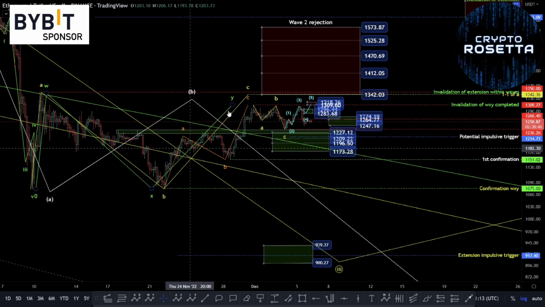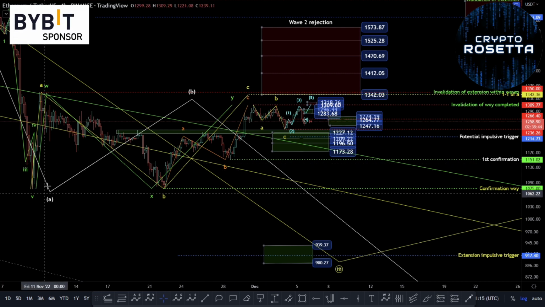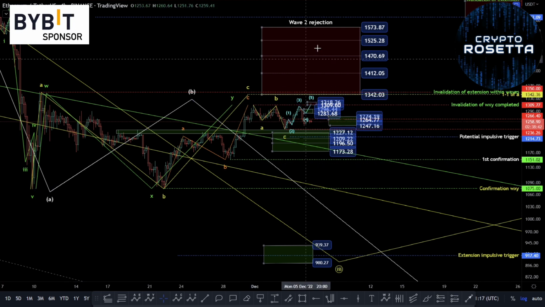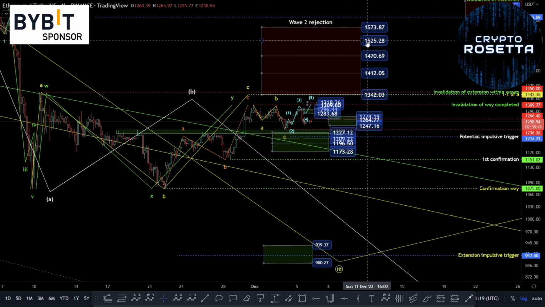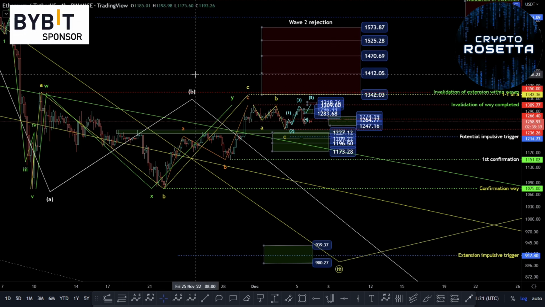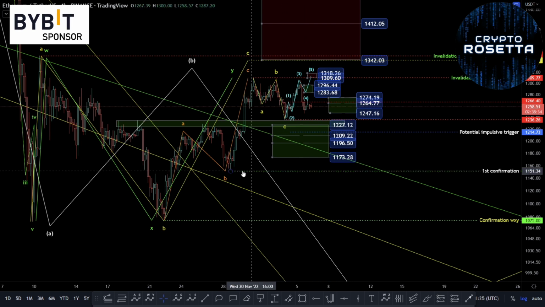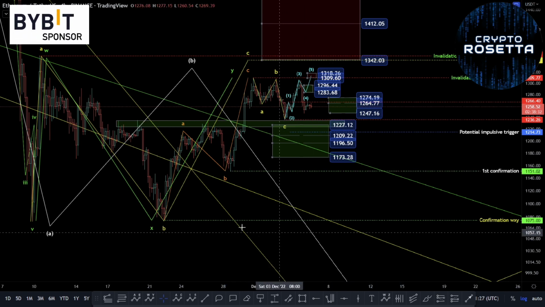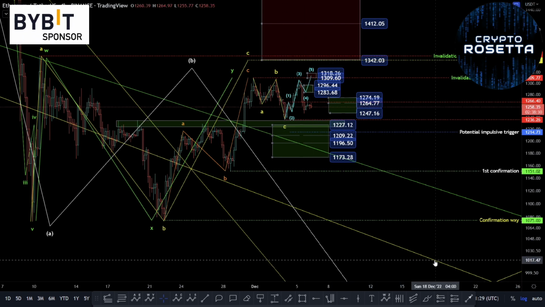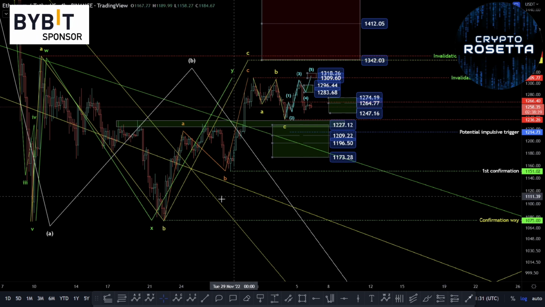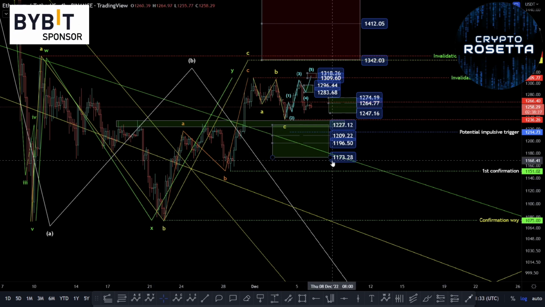This could also develop into an expanding flat, where we push up in a 5-wave move. So that's what we're just looking out for. Ideally, if we're looking for bullish upside, we need to stay above this 1,151 area to maintain good structure.